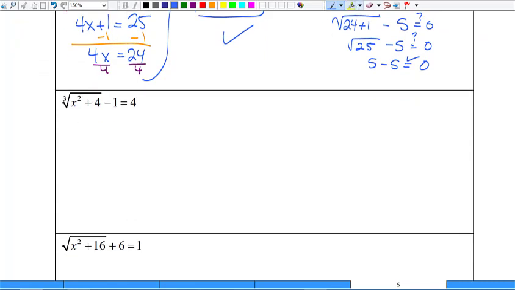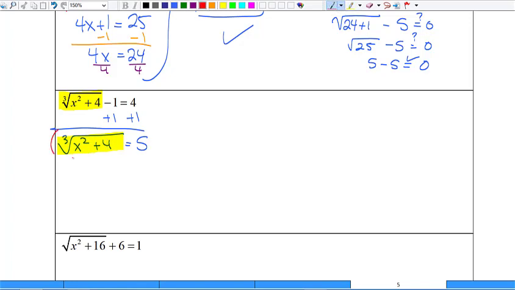On our next example, we have the cube root of x squared plus 4, and then we're subtracting 1, equals 4. Is this cube root, the radical, where the radical stops over the 4, all by itself? Not quite. I need to add 1 to both sides so that it can be by itself. I'll get the cube root of x squared plus 4 is equal to 5. Now, is this radical all by itself? Now it is.